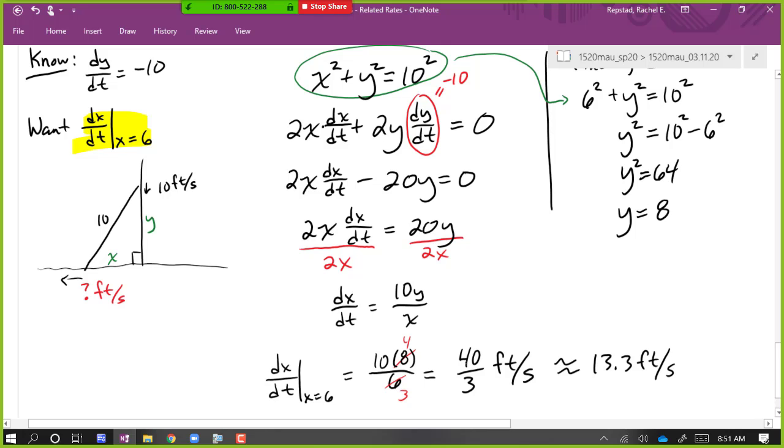We got a positive value for dx/dt, which I think should make sense, right? If this ladder at the top is slipping down the wall, the bottom is kicking out, that means that x should be increasing. When I wrote down the derivative that I knew, dy/dt, I took into account that y was decreasing, which gave me a negative derivative. And when I did that, that means that I should get a positive derivative when I find dx/dt.